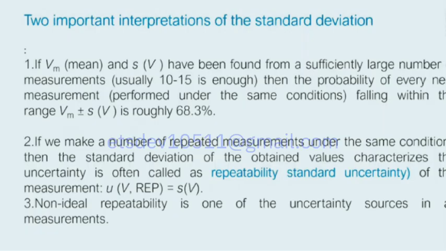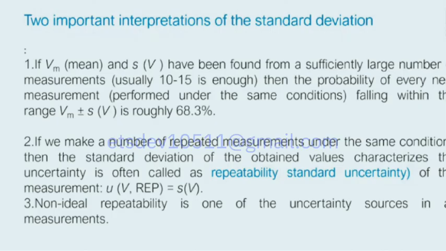So, two important interpretations of the standard deviation. If the mean and the standard deviation have been found from a sufficiently large number of measurements, you will find that the probability that every next measurement will fall within the range of plus or minus 1 standard deviation is roughly 68.4%. If we make a number of repeated measurements under the same conditions, the obtained value characterizes the uncertainty, and this uncertainty value that we get from the standard deviation is known as the repeatability standard uncertainty.